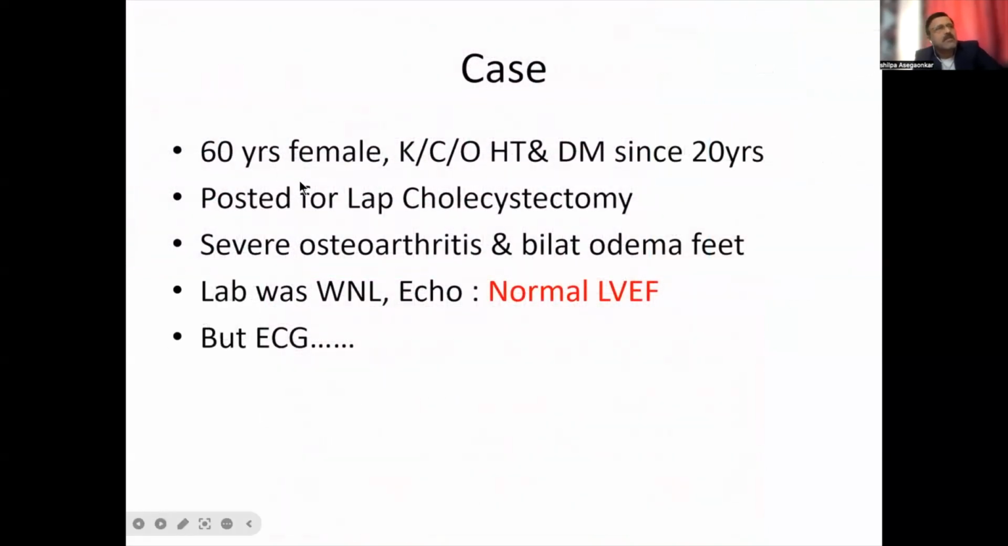Now, this is again a very interesting case. A 60-year-old female, known case of hypertension and diabetes since 20 years, posted for lap cholecystectomy. We were unable to judge her effort tolerance as the patient had severe osteoarthritis with bilateral edema of feet. Labs were within normal limits. Echo was within normal limits.